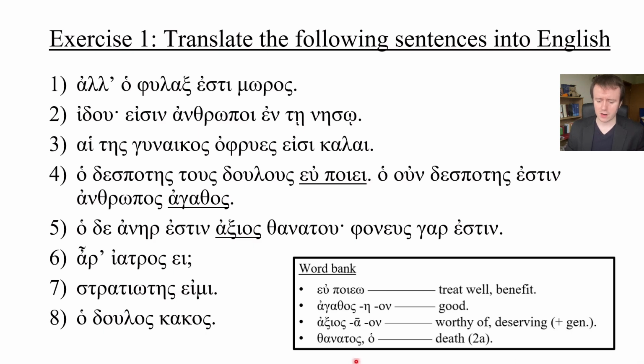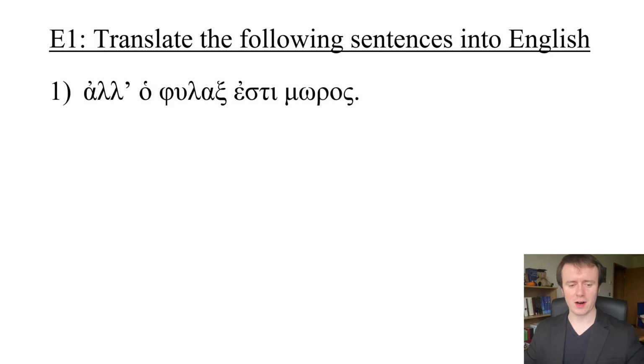including the adjective axios. Axios means worthy of or deserving, and it takes the genitive. Okay, so the thing that somebody is worthy of goes in the genitive next to it. Please now pause the video and translate these sentences into English. Okay, let's now go through the answers.